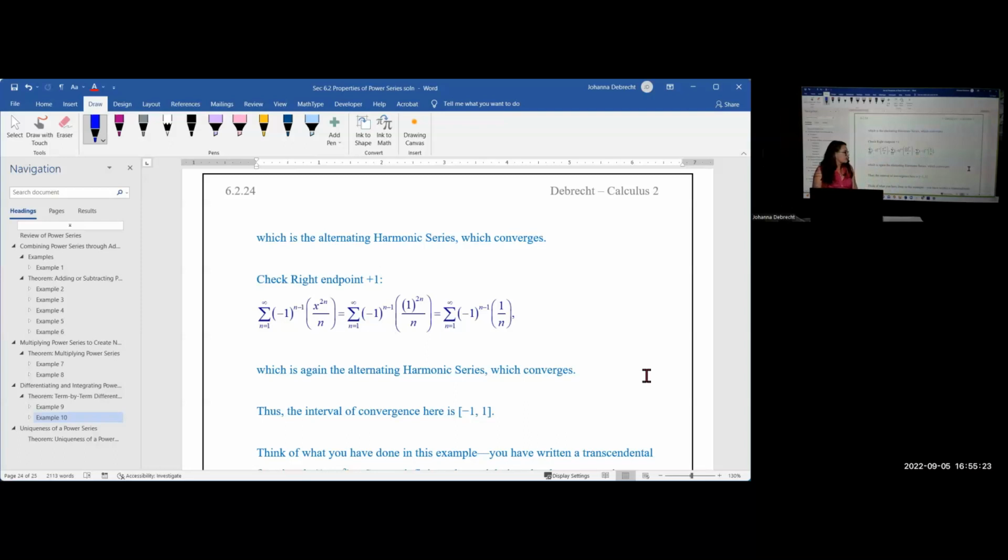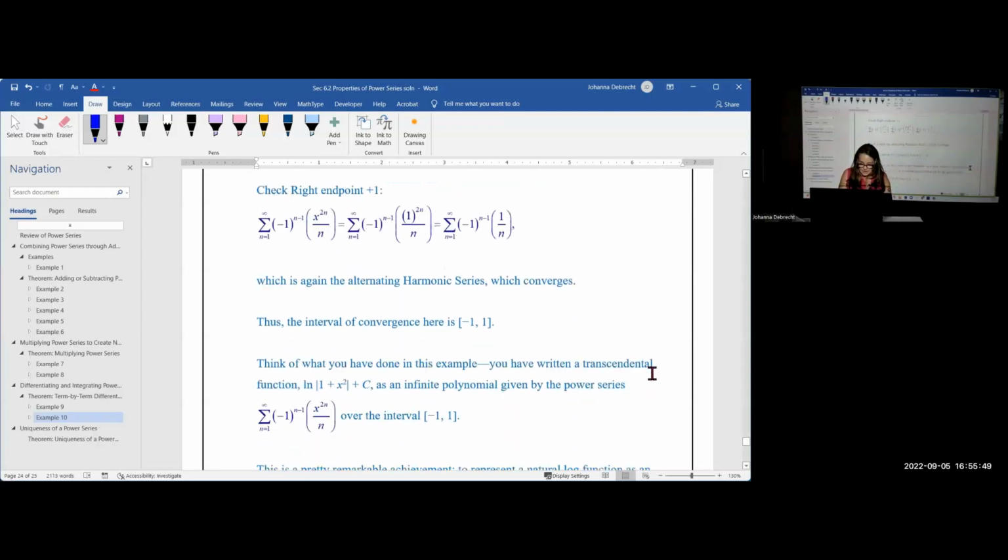So it converges. So we find that in this case, when we integrated, it did change what happened at the endpoints of the interval of convergence. Instead of being open -1 to 1, as was the case for f, the antiderivative of f has an interval of convergence from closed -1 to closed 1.